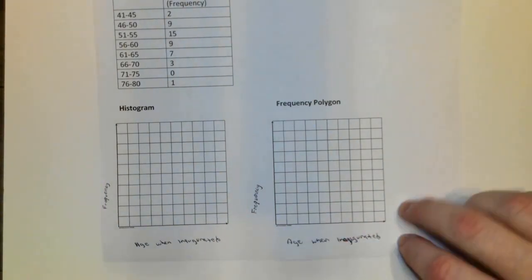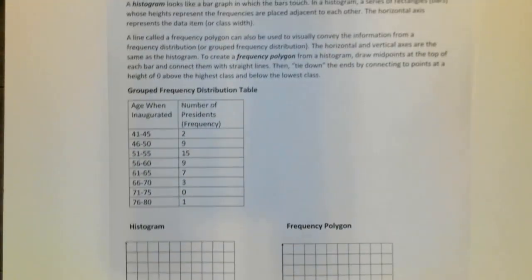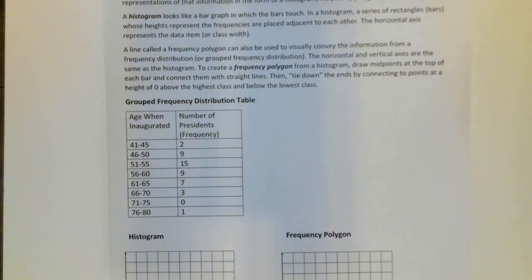Okay. All right, back up here. So what we're going to do is make our histogram first, and then I'm going to use our histogram to make the frequency polygon. And I'm actually going to kind of work them together at the same time.